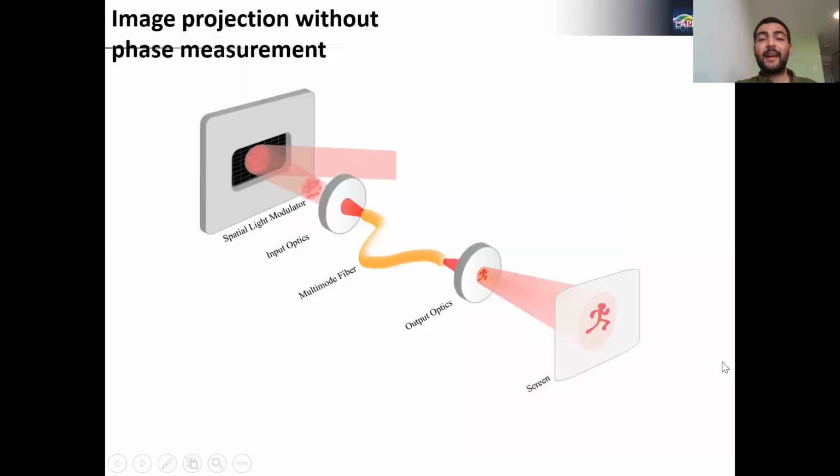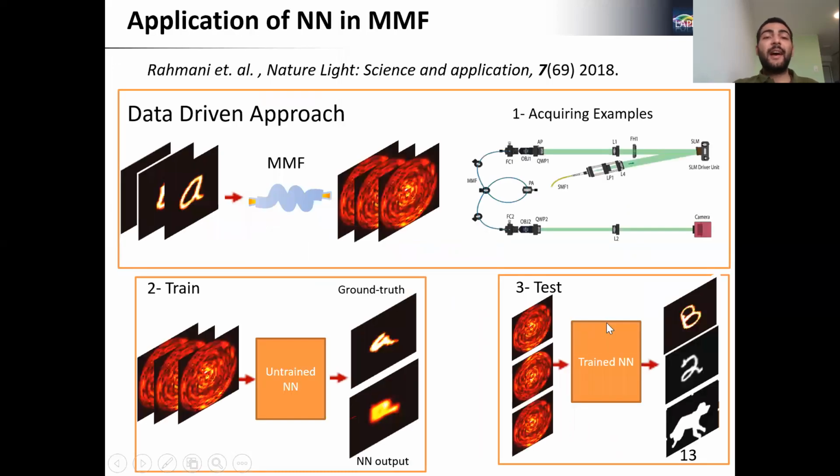But again, the problem that we want to focus on here is image propagation without phase measurement. So we have a specialized modulator, we have this fiber, and we have a screen or camera. Without measuring anything more than just the amplitude information at the output in the camera, we want to send arbitrary images at the output. And of course, you can think of using neural networks for that. This is the topic, of course.